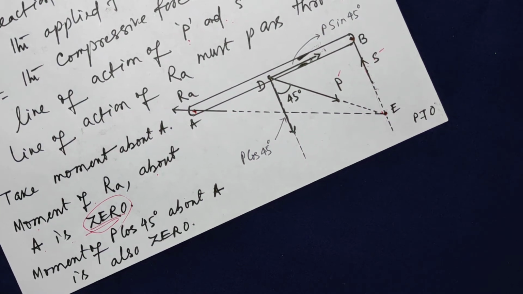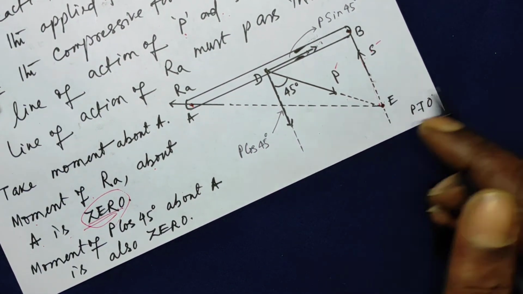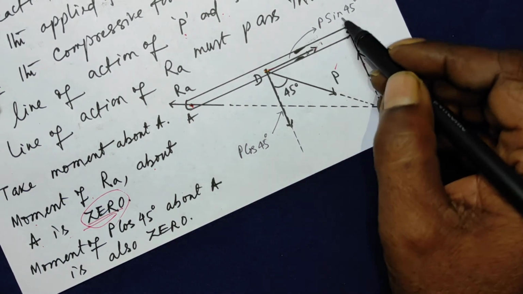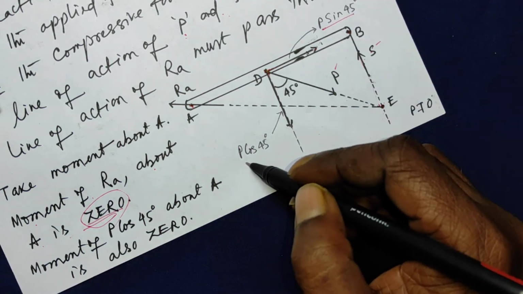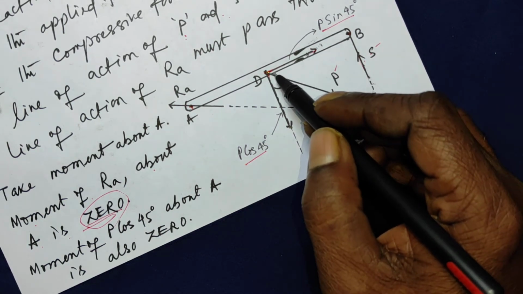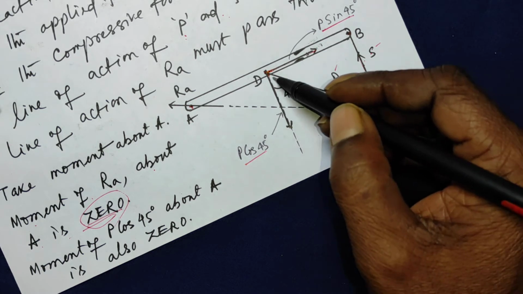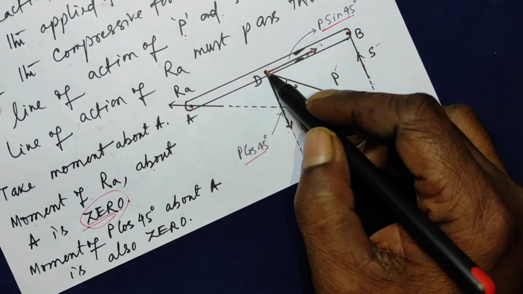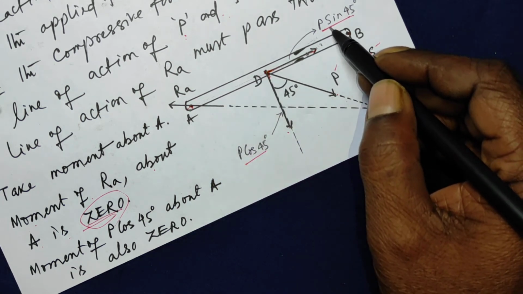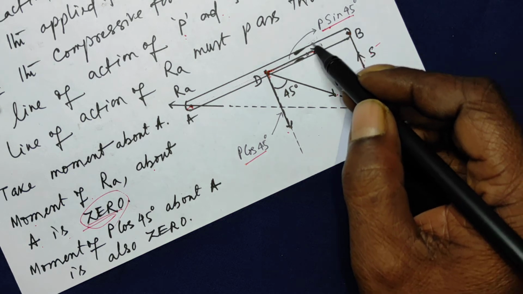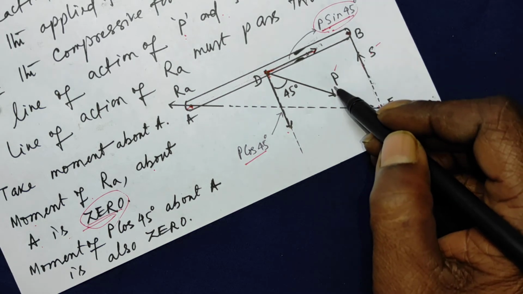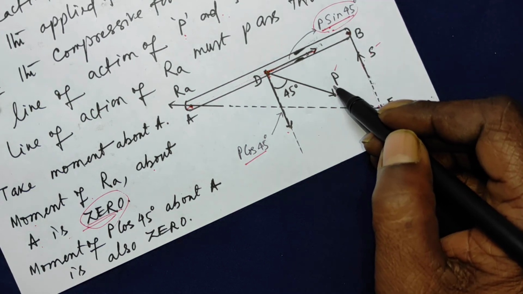Now, the moment of P. You can split P into two rectangular components, one like this, P sine 45, and one like this, P cos 45. Instead of considering P, you can consider the two components, P sine 45 and P cos 45. P sine 45 is also passing through the point A, which means it does not have a perpendicular distance from the point A.